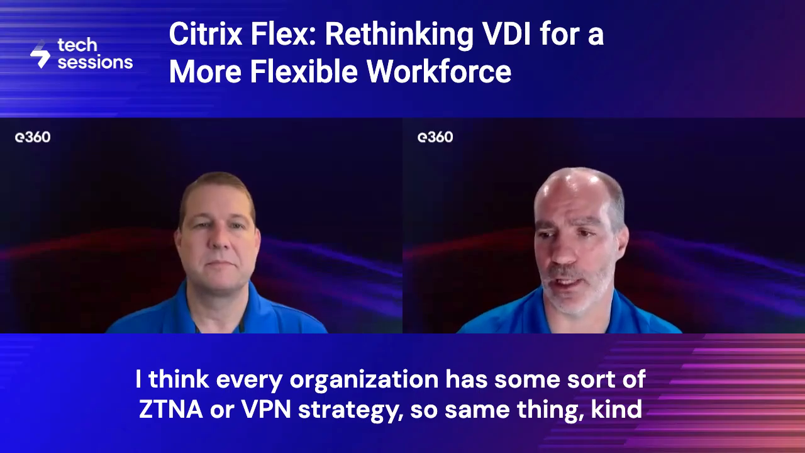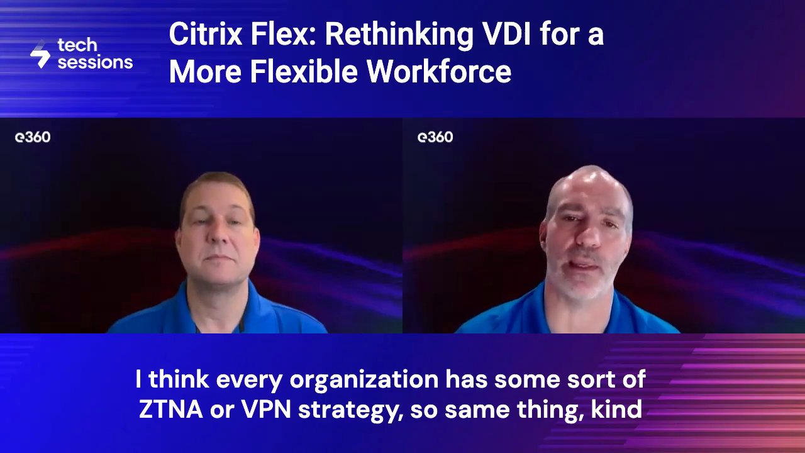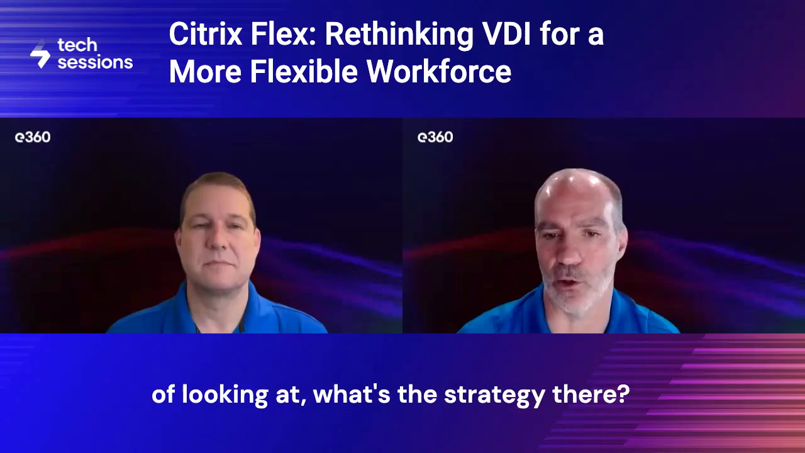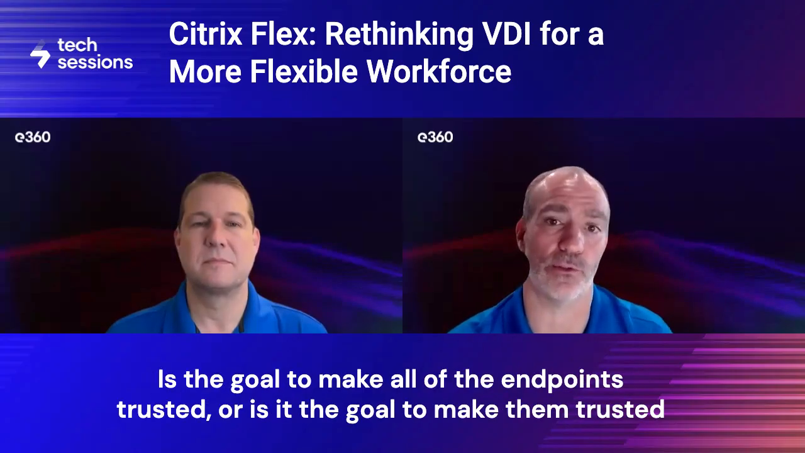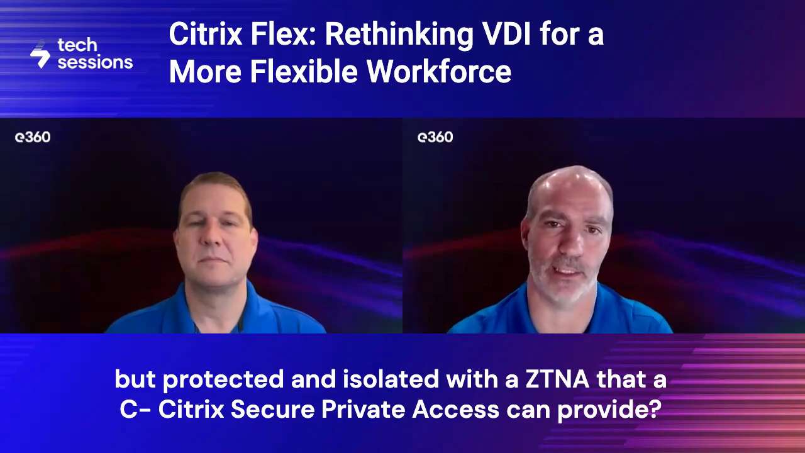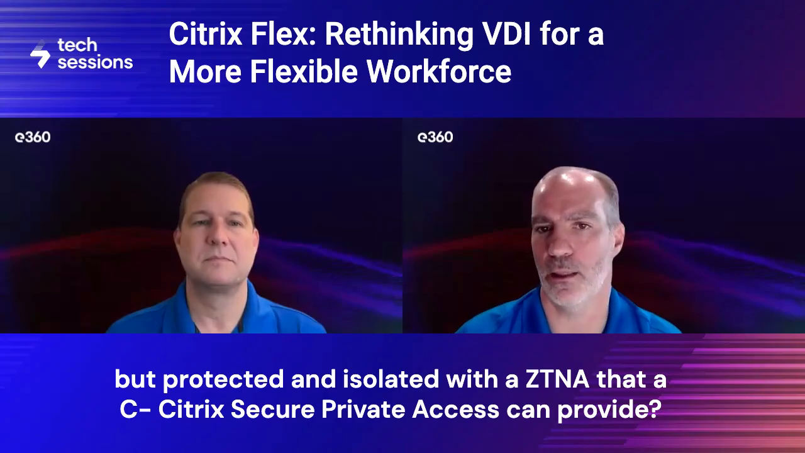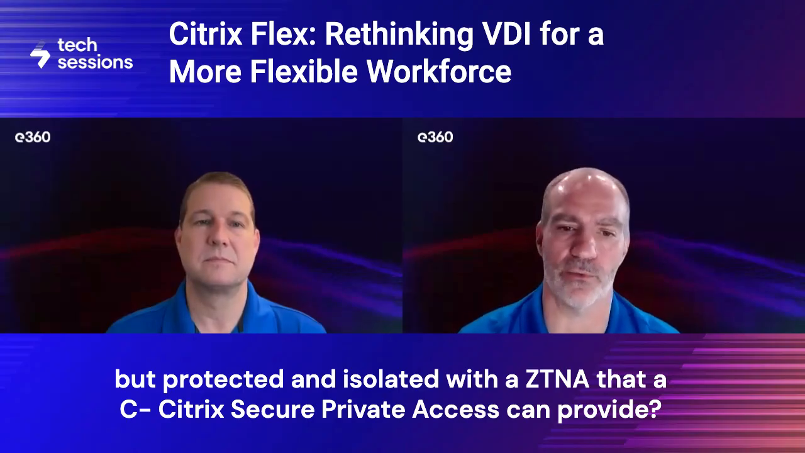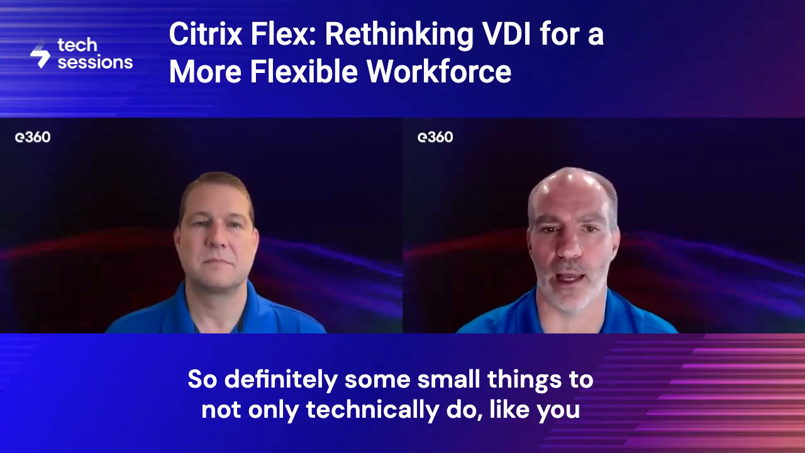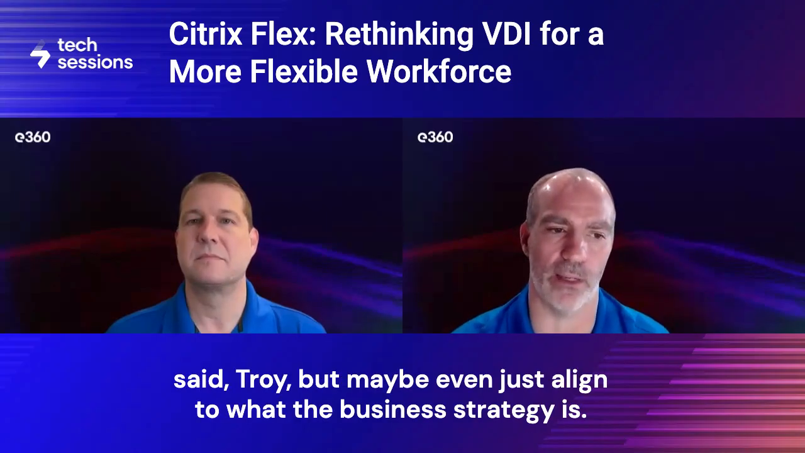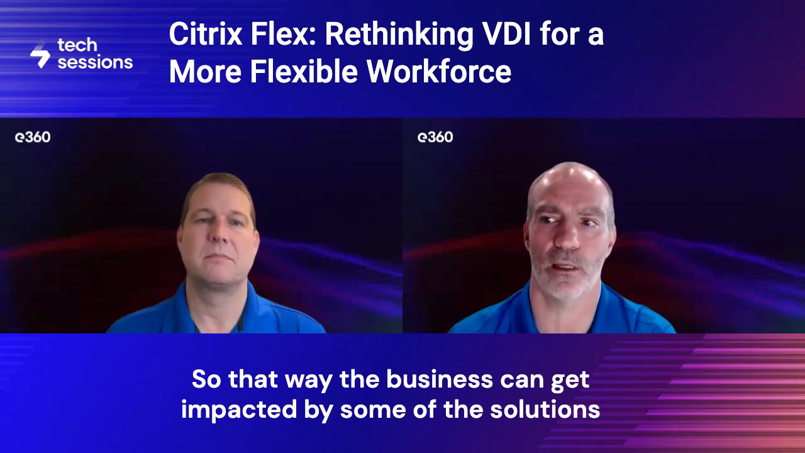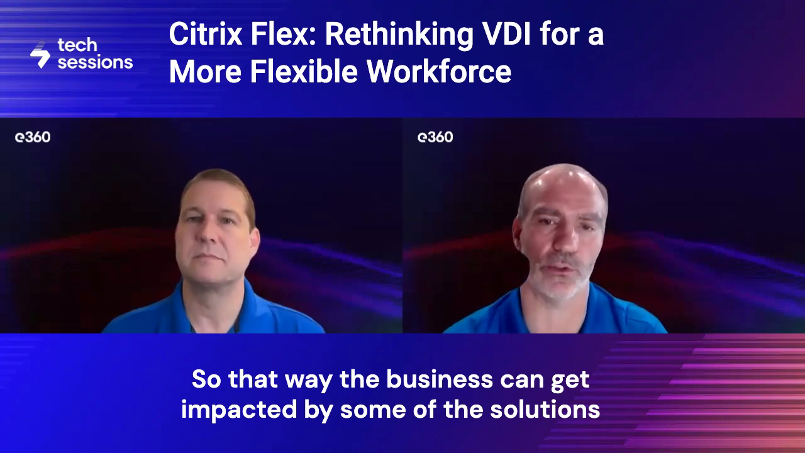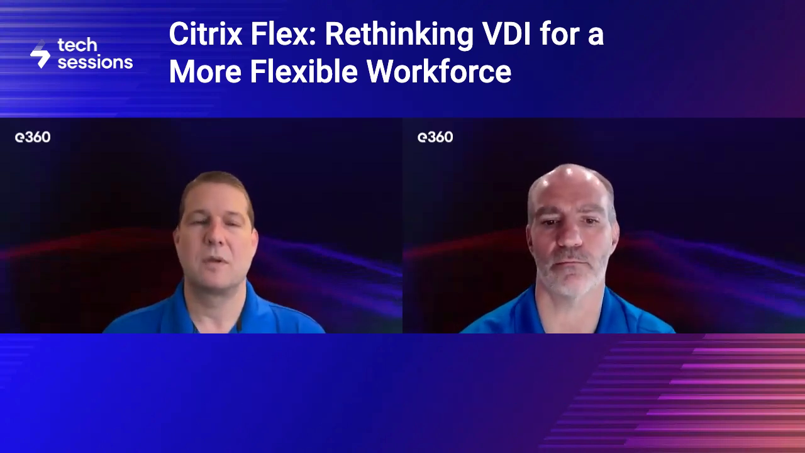I think every organization has some sort of ZTNA or VPN strategy. So same thing, kind of looking at what's the strategy there? Is the goal to make all of the endpoints trusted, or is the goal to make them trusted but protected and isolated with a ZTNA that Citrix Secure Private Access can provide? So definitely some small things to not only technically do, like you said, Troy, but maybe even just align to what the business strategy is, so that the business can get impacted by some of the solutions that you're looking at with Citrix.